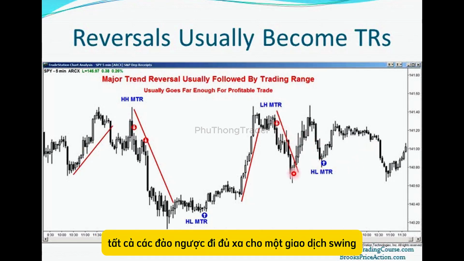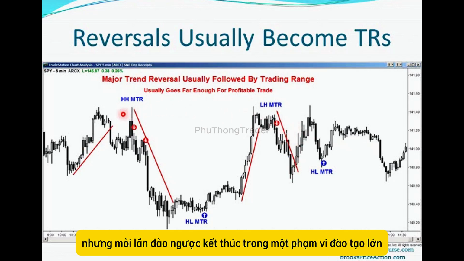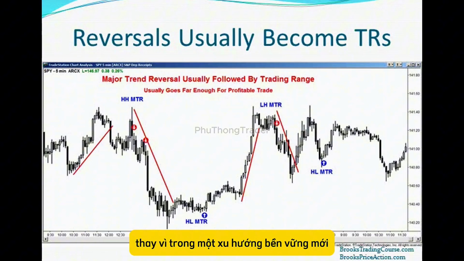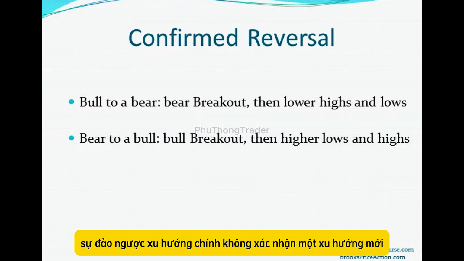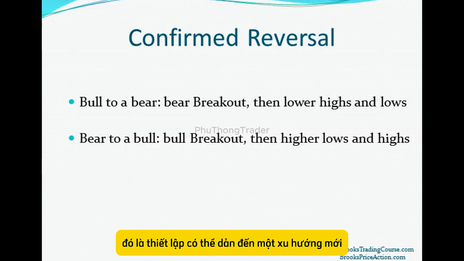All the reversals go far enough for a swing trade, but each reversal ended up in a large trading range rather than in a new sustained trend. The major trend reversal does not confirm a new trend. It's the setup that can lead to a new trend.